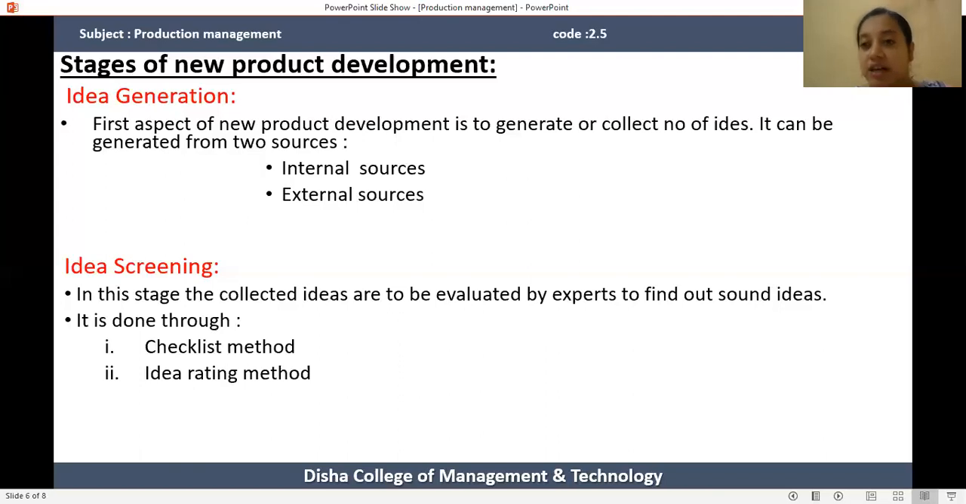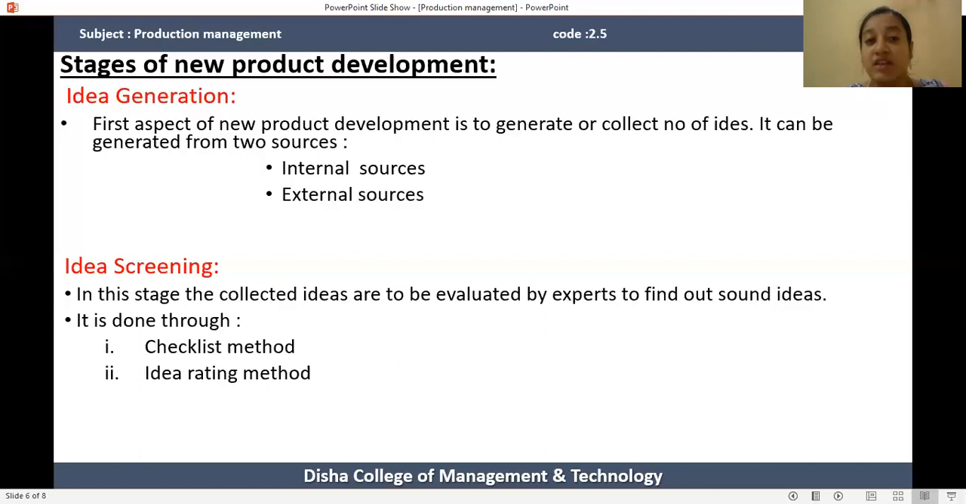In the checklist method, the committee prepares various factors related to different products, and if the product satisfies these factors, then they put a tick mark on that factor. So this is the checklist method. The next one is the idea rating method, which means whichever product idea gets more rating, more weightage, accordingly they identify the valuable ideas, the good or sound ideas for the production department.